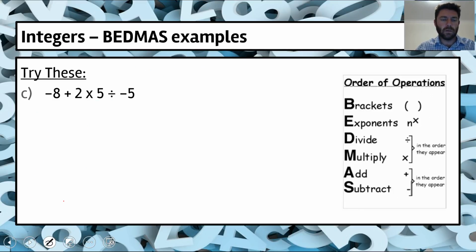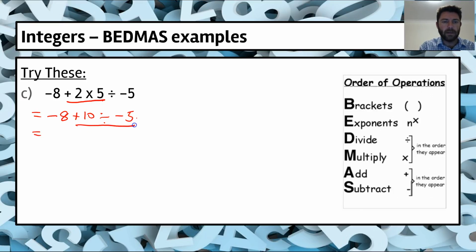All right, one more example here. We've got minus 8 plus 2 times 5 divided by minus 5. All right, any brackets? No. Any multiplication or division? Yes, we've got multiplication here. So we've got minus 8 plus 2 times 5 is plus 10 divided by minus 5. Same thing. We've now got our division, so we've got plus 10 divided by minus 5.